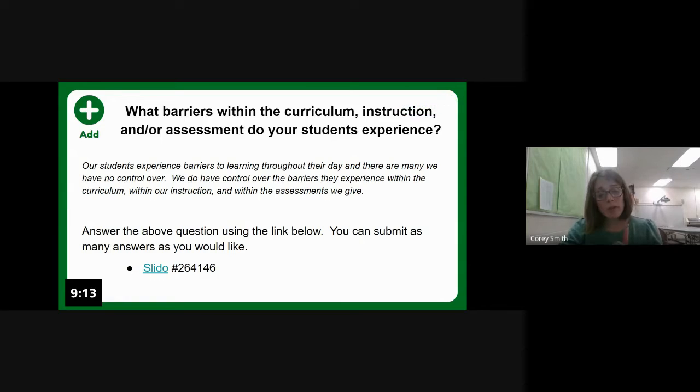So this one, I'm only giving you one way to share your answer. And this is because I want us to compile all of our answers in one place for us to use for the next activity. So what you are going to use is something called Slido. And I'm going to link it here into the chat, but you are also going to need the code that is posted on this slide. So once you click on that link, it's going to ask for a code, and you're going to enter 264146.